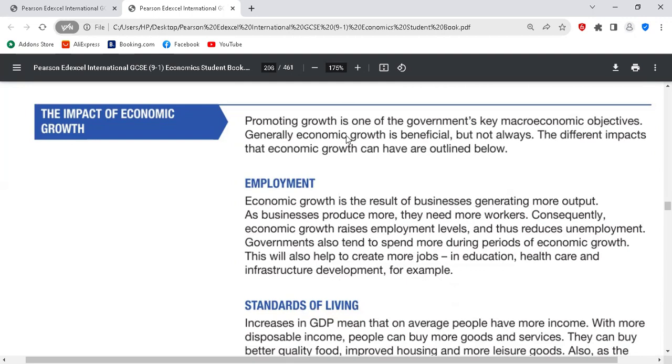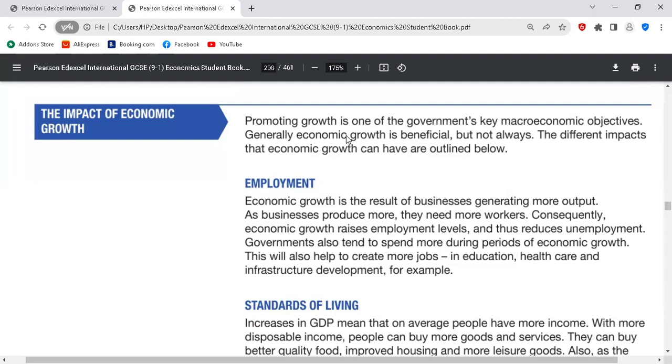So, if there's economic growth, how does it reflect in employment? Economic growth is the result of businesses generating more output. As businesses produce more, they need more workers. Consequently, economic growth raises the employment level and thus reduces unemployment. Governments also tend to spend more during periods of economic growth. This will also help to create more jobs in education, healthcare, and infrastructure development, for example.